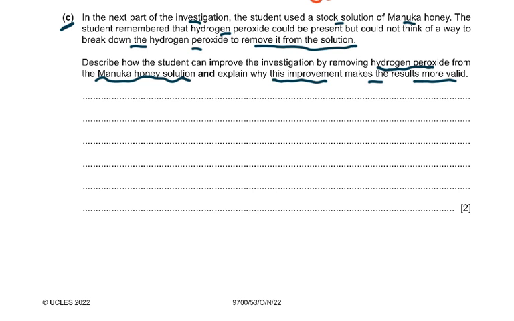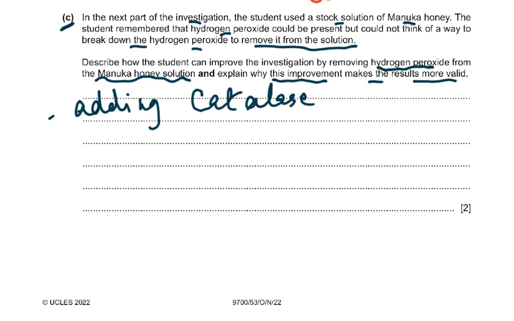So what you had to understand is you can improve by adding catalase. What would catalase do? Now this is something we studied in AS level. If you added catalase to it, it breaks down hydrogen peroxide. So the catalase will break down hydrogen peroxide into water and oxygen. The catalase enzyme would result in breaking down the hydrogen peroxide because we wanted to remove it from the solution. So you added catalase, or you could have even said add peroxidase.